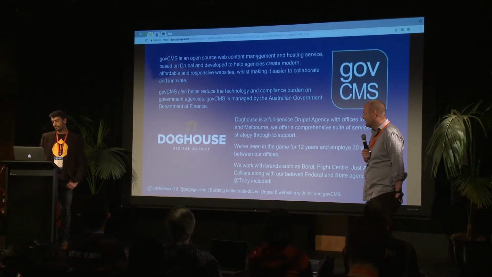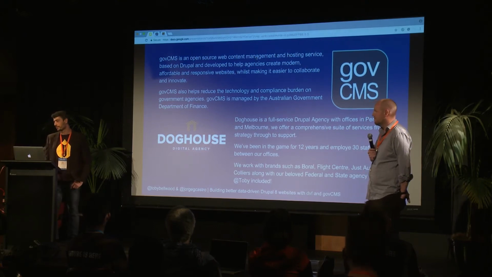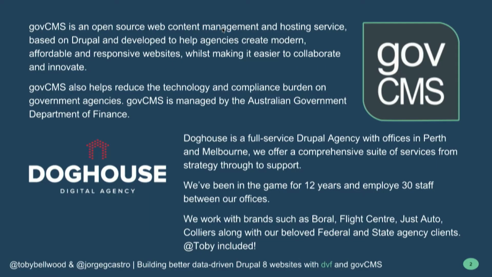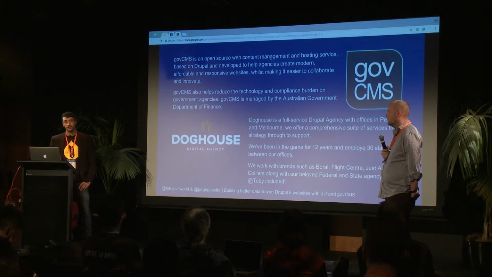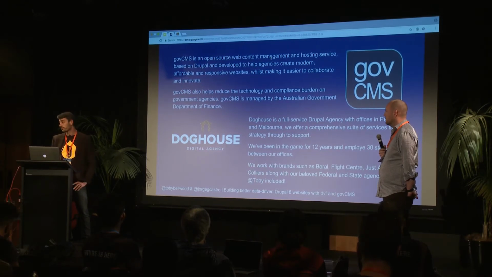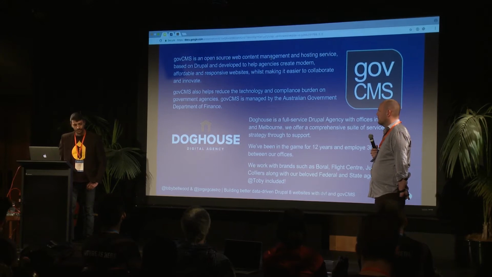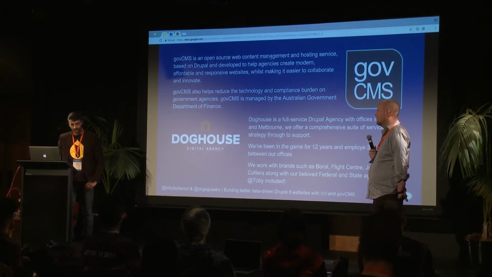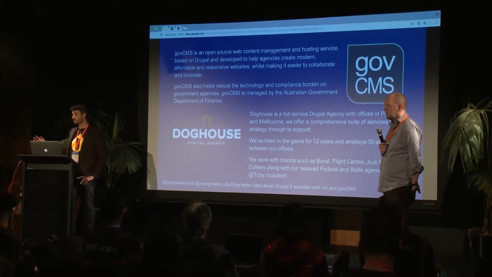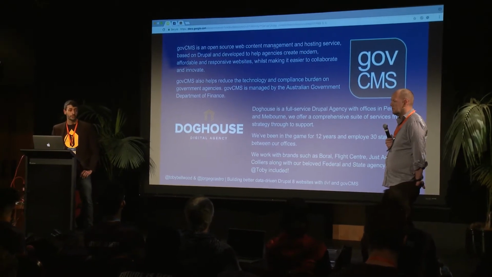Yeah, sure. So Doghouse is a full-service agency based in Perth, but we have offices in Melbourne as well. We employ about 30 staff across those two offices, and we do anything digital, from workshops through to development and hosting and everything in between.